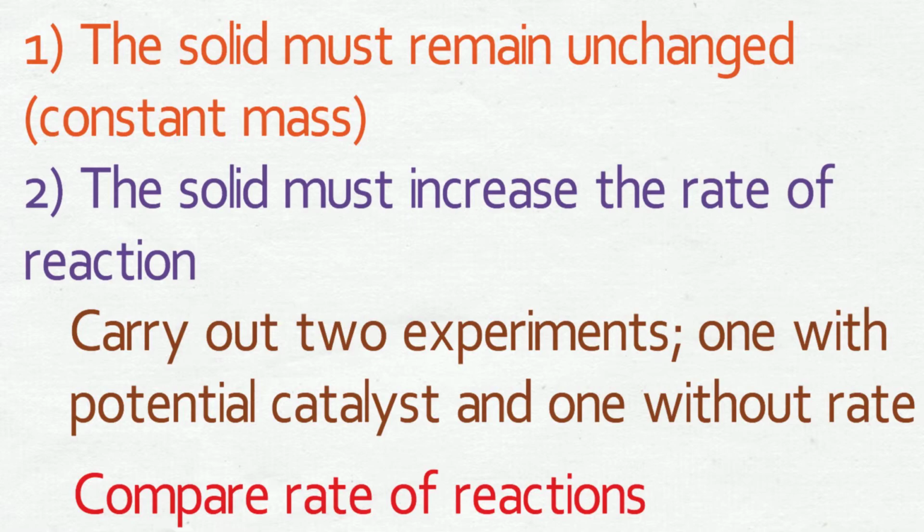So the first step to test the potential catalyst is to see whether the potential catalyst has been used up in the reaction. We do this by comparing masses. The second step is to test whether the potential catalyst increases the rate of reaction. If the potential catalyst increases the rate of a reaction and the mass of it does not change, it tells us that this potential catalyst is a catalyst. If one or both of these do not hold, it tells us that the potential catalyst is not a catalyst for this reaction.